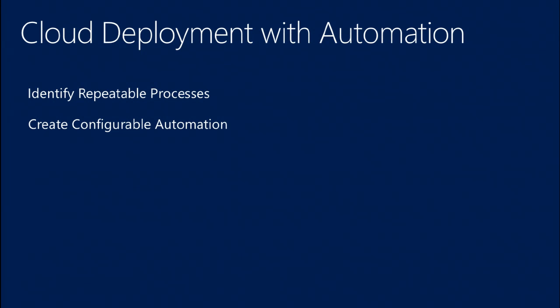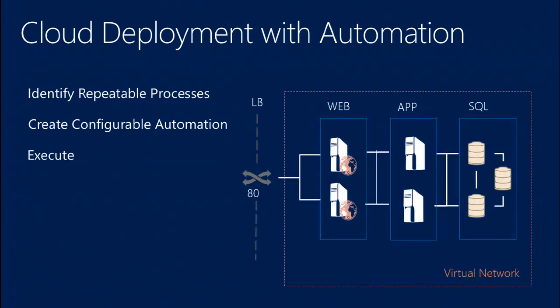Then I'm going to invest some time and energy into creating automation for those processes. So I'm going to create a script that can create a virtual machine that has IIS on it or has ASP.NET or whatever. And then when I'm ready, I just hit F5 and run the script and it's done. That's kind of the beauty, the difference between deploying in the cloud versus deploying with automation in the cloud.